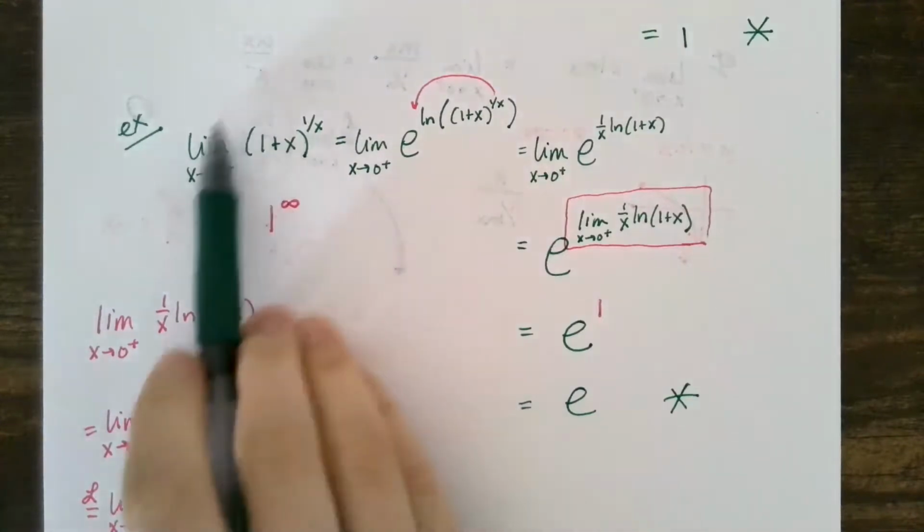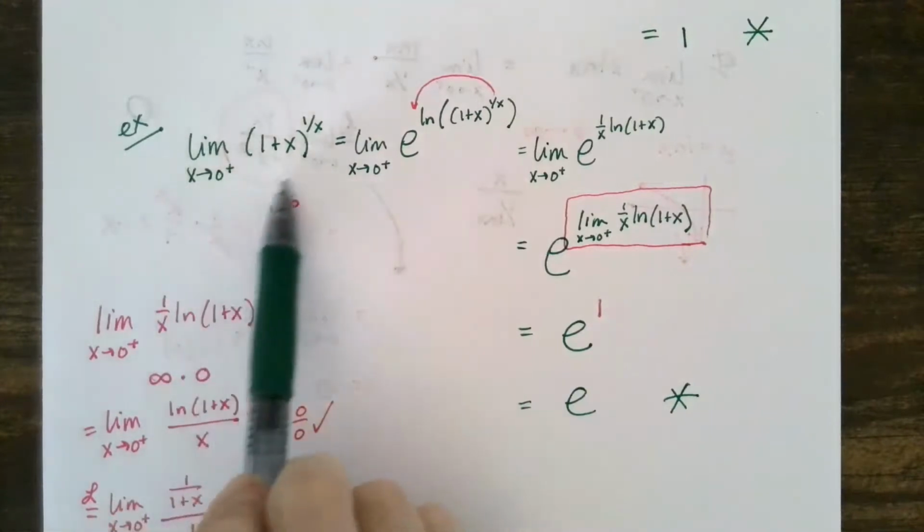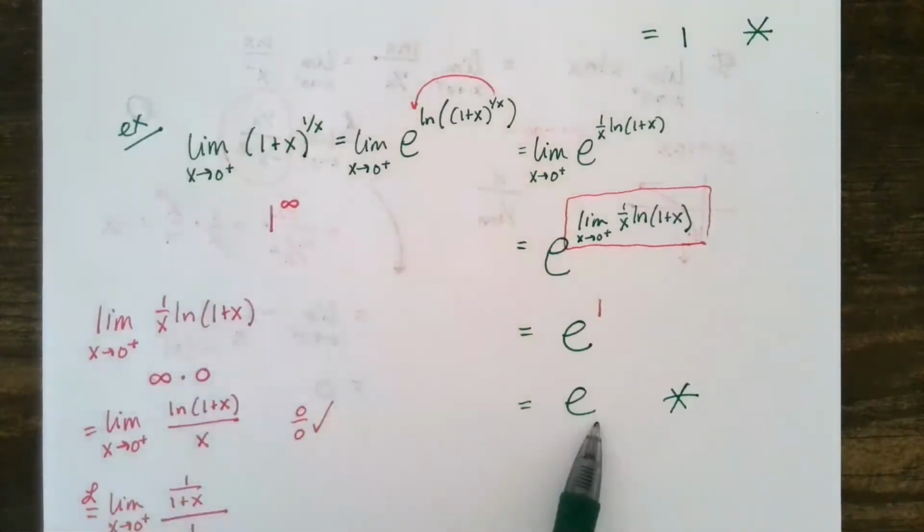It doesn't look like e would have come out of here. Fun fact, this limit is actually one of the ways that people define the number e. How it can actually be defined.